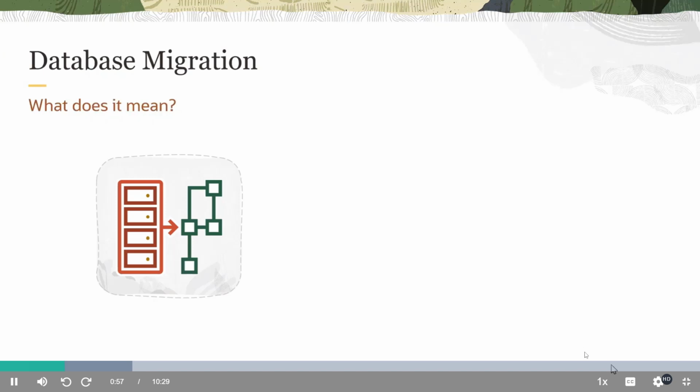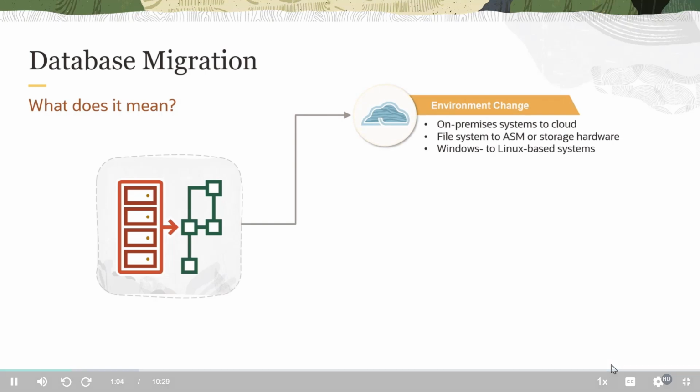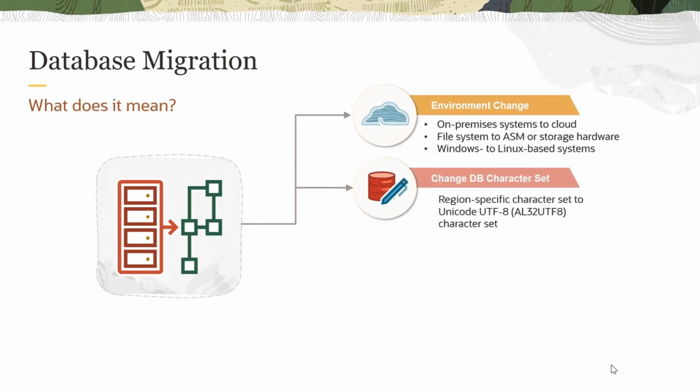Before getting to learn about Oracle database migration into OCI, let's discuss briefly what database migration means in general. Database migration could mean an environment change where you move your source database into a different environment, like moving from on-premises to cloud, moving to a different storage hardware or to an automatic storage management solution, or to a different OS platform with the same or different endianness. Example, Windows to Linux migration. You may choose to change the database character set for globalization support, like changing to the AL32UTF8 Unicode character set.